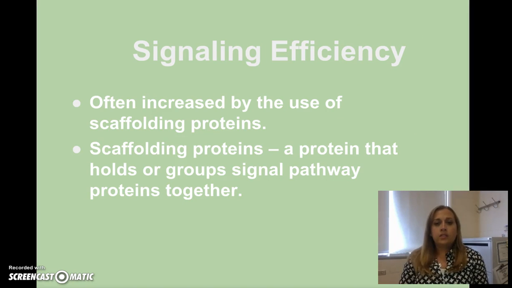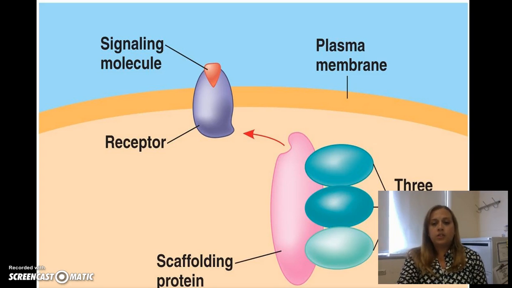So let's take a look at signaling efficiency. This can actually be increased by the use of something called scaffolding proteins. These are proteins that hold groups of signal pathway proteins together, so that they can be carried to the receptor together. Here again we have our signal molecule coming in, a receptor protein, and you can see our scaffolding protein, which is going to bind to that receptor, and it's carrying with it three different protein kinases that can start three different pathways.